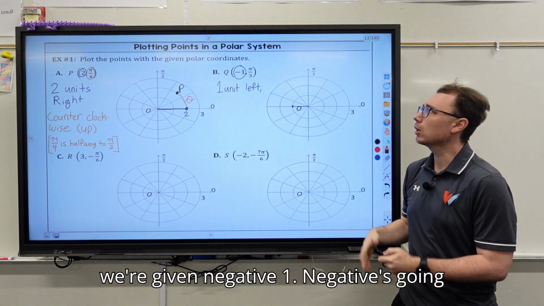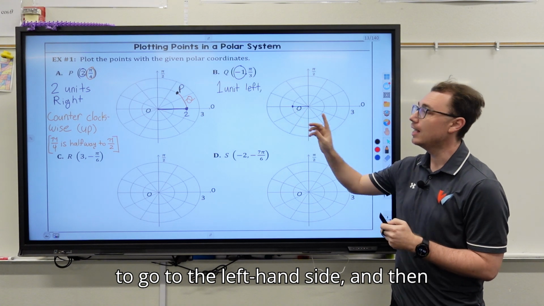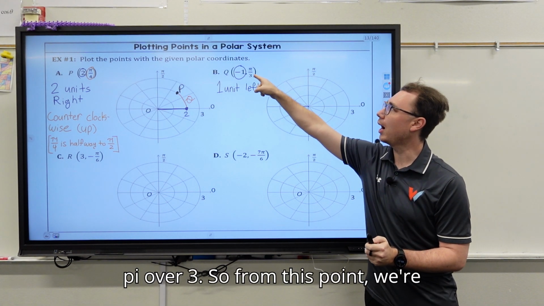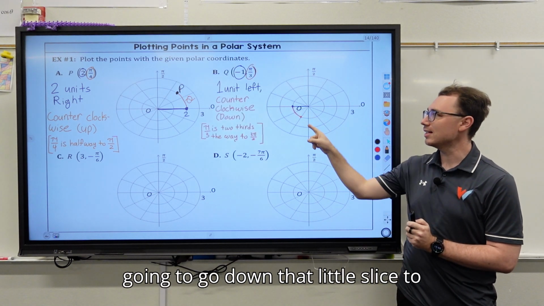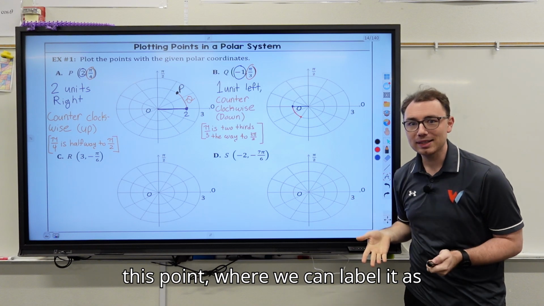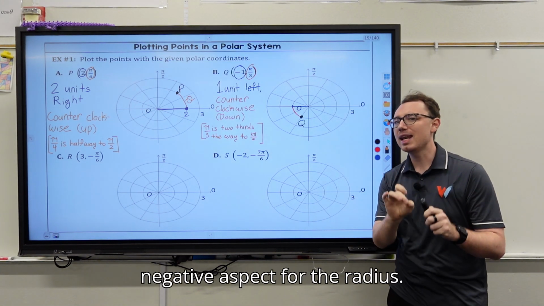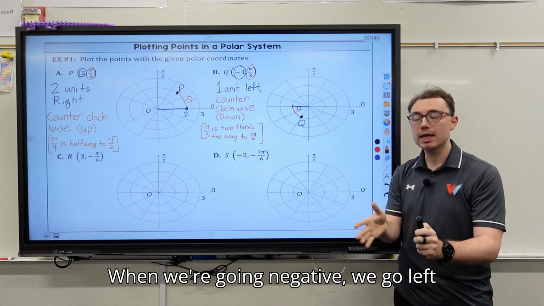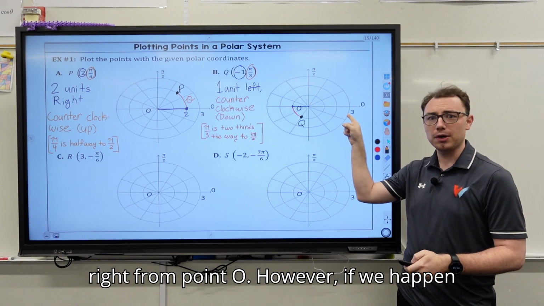For this Q, we're given -1. Negative is going to go to the left-hand side. And then we're still going to go counterclockwise pi over 3. So from this point, we're going to go down that little slice to this point, where we can label it as point Q. Notice this negative aspect for the radius. When we're going negative, we go left from point O. When we go positive, we go right from point O.